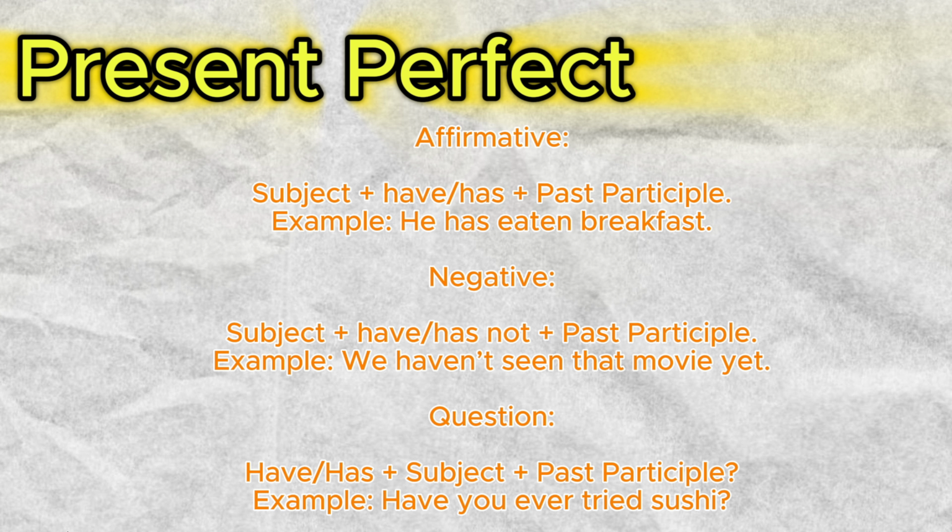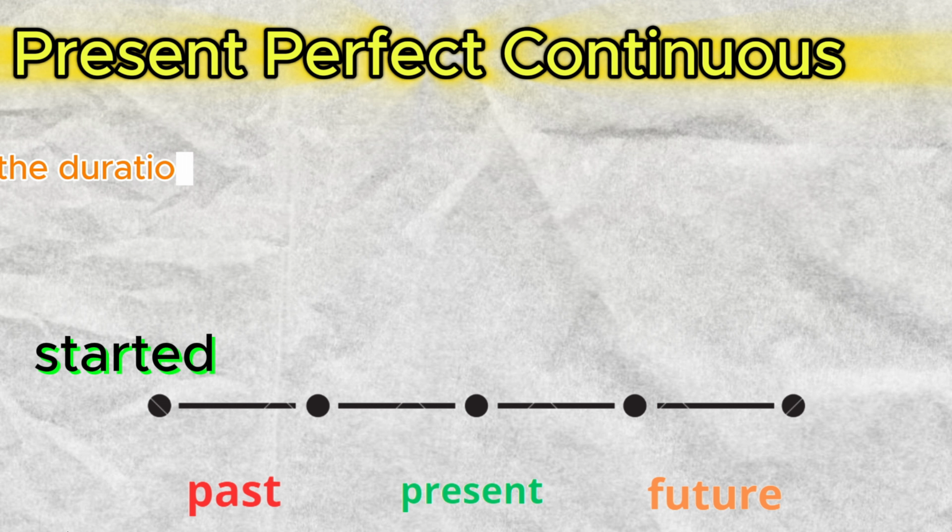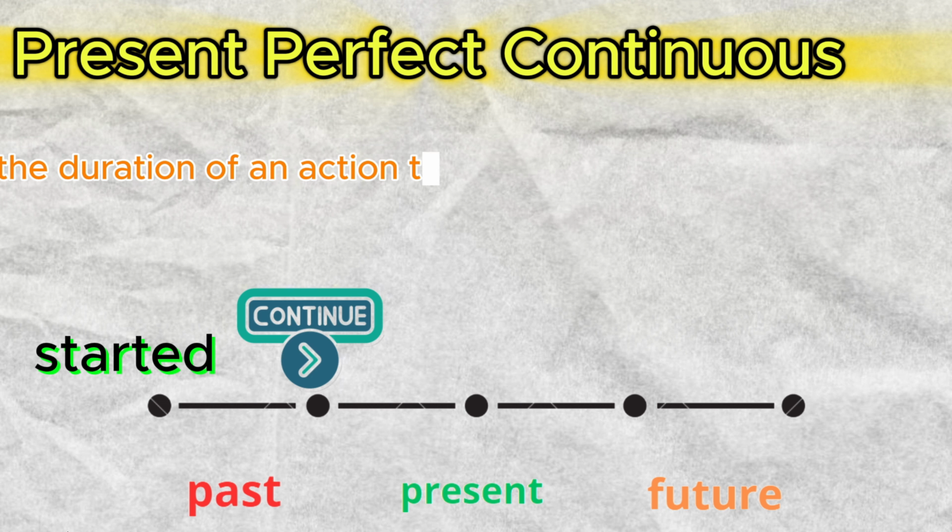Present perfect continuous. What is it? The present perfect continuous emphasizes the duration of an action that started in the past and continues to the present. It's perfect for showing how long something has been happening. Why use it? This tense allows us to stress the ongoing nature of an activity and its relevance to the present moment. Examples: I have been studying for 3 hours, and I'm still studying.